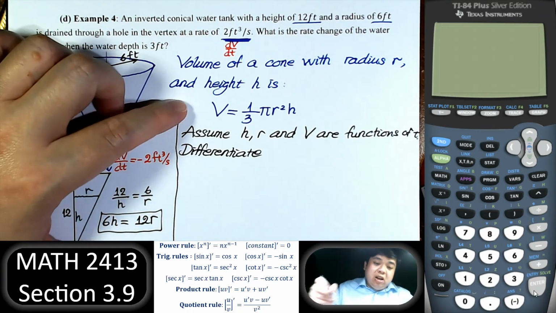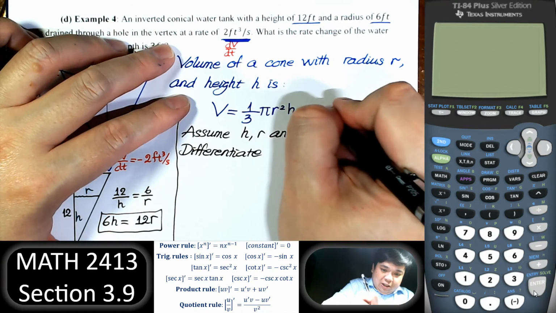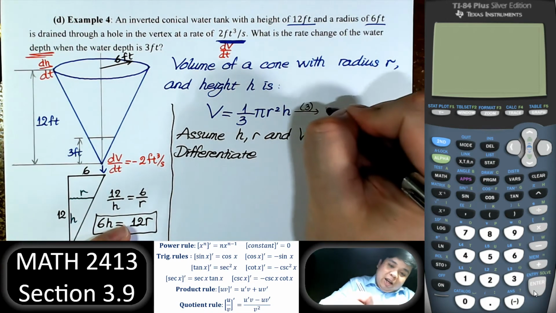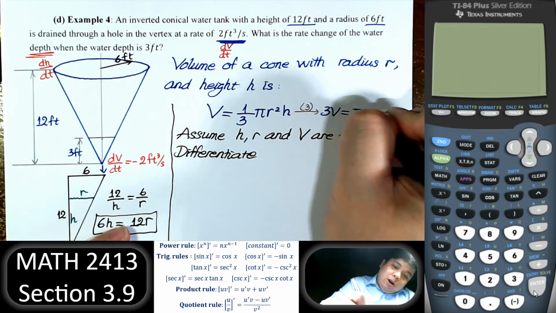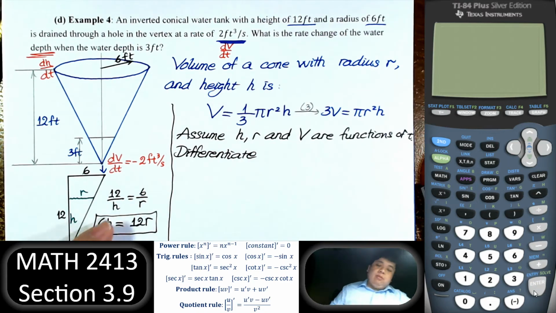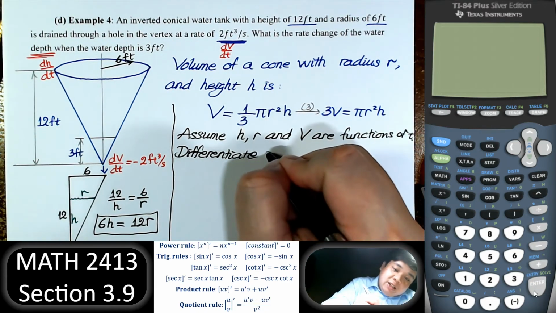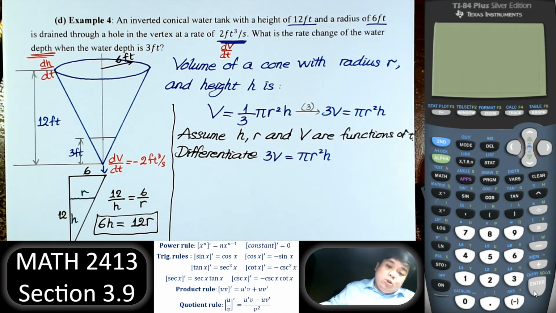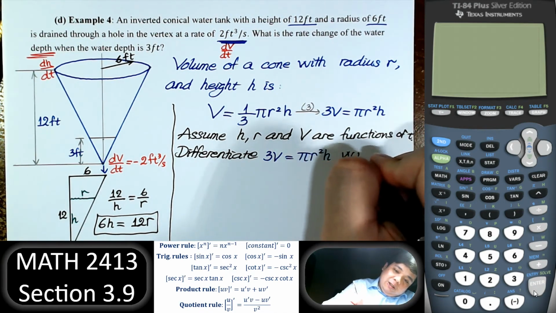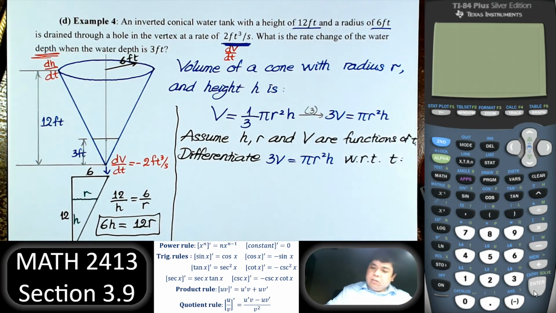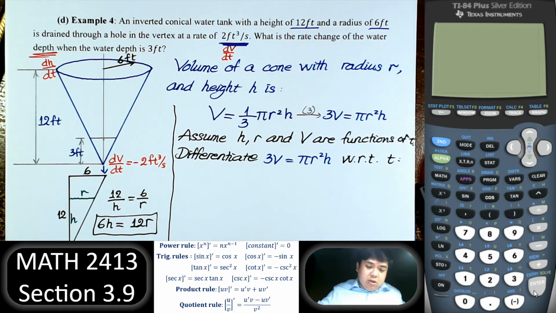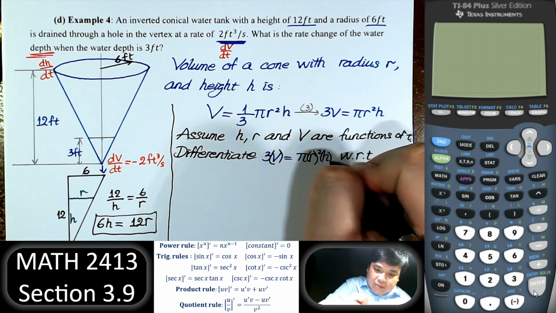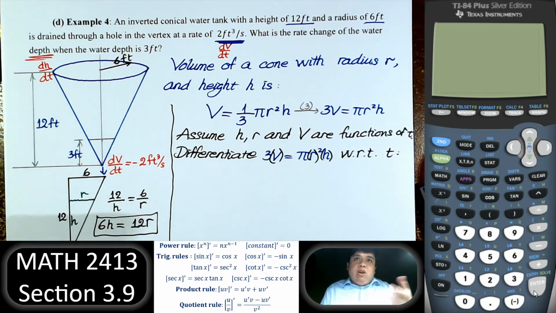Once again, this will be much better if I multiply everything by 3. If I multiply by 3 on both sides, I don't need the 3 at the bottom. I have 3V equal to pi r squared h. So I will differentiate that with respect to t. All of them are variables of t. The pi is a constant though. So 3V on the left is easy.